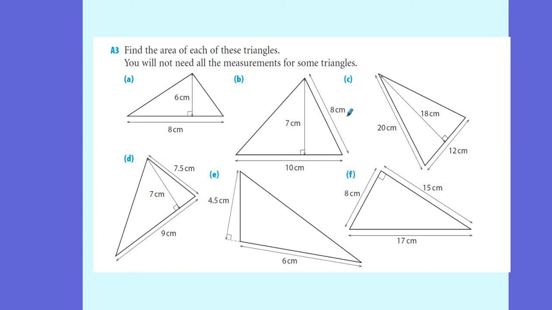For example, for letter B, we don't need this length. This is just the length of one of the sides, but in our formula, we want just the base and the height. So base times height divided by 2. Pause the video for 5 to 10 minutes and work out the area of these triangles, please.